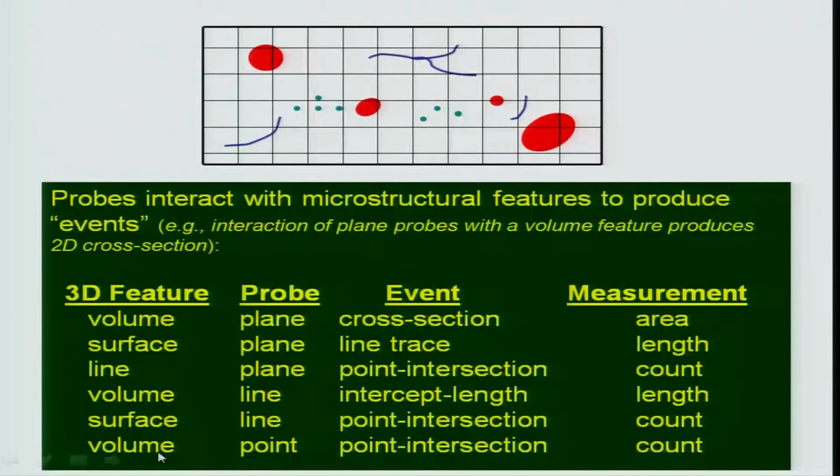Finally, I have a volume feature and a point probe. I have point intersection, and I can make a measurement of counting the number of such points. So, for example, I can count this as one point which is inside the particle. I can count another point like this which is inside the particle. I can count a third one which is also inside the particle. Now, these are the kind of measurements I can make, and then we will see how stereology can be made to relate to the 3-dimensional structure.